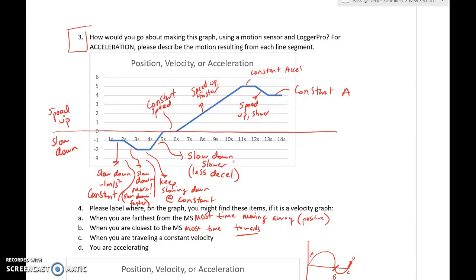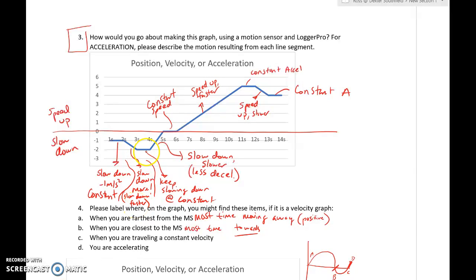Whether the line's going up or down tells you by what rate you are slowing down, meaning are those jumps getting bigger or getting smaller. So in this first one, you're slowing down at a negative rate of -1 meters, or at a constant rate of -1 meters per second squared. Here, that line is getting more negative, so you're slowing down more. Or another way of saying that is slowing down faster.